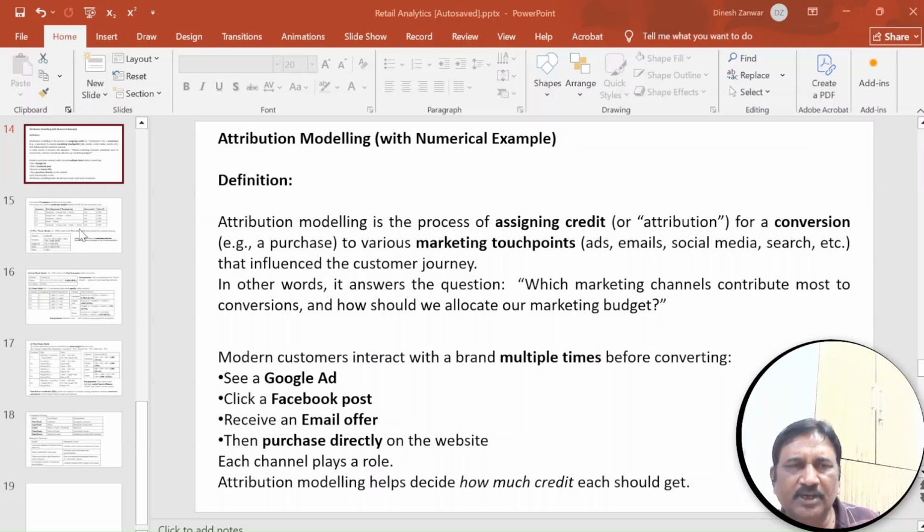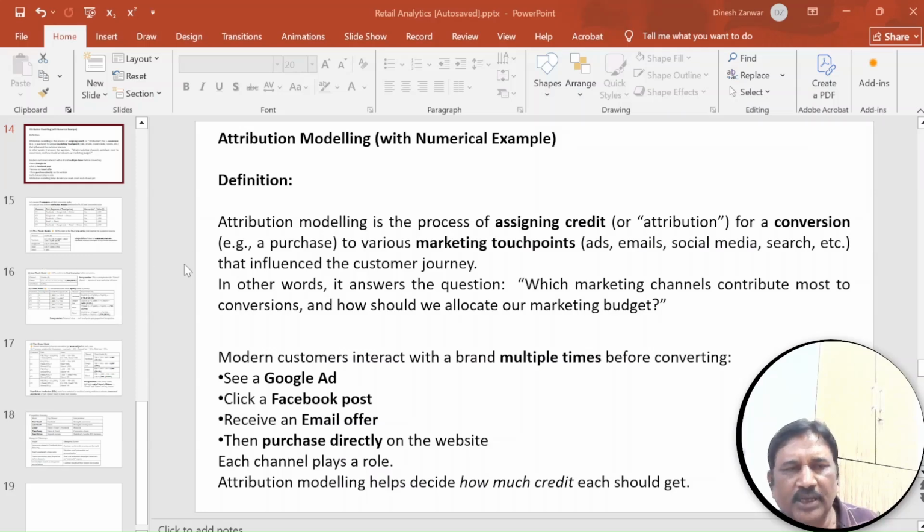Now there are some other models, like the linear model. All the touch points share the credit equally within the journey. For example, the journey for customer C1 involved three touch points. So the value of the journey, we will be dividing by three, and we will be sharing the 333.3 value with each of the touch points in the journey.